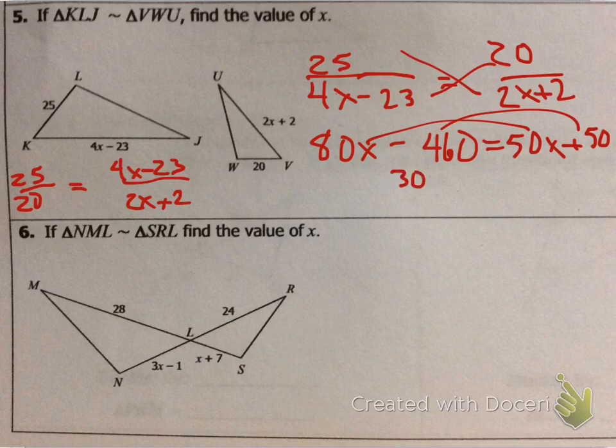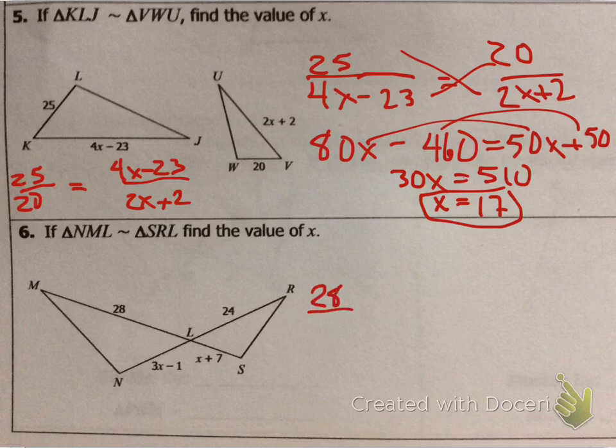That gives me 30x is equal to 460 plus 50, 510, and then divide, and I should get 17. And that's it. Okay, on this next one, let's say 28 over x plus 7.